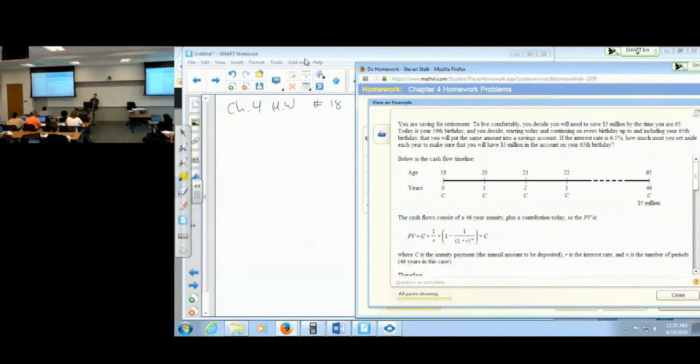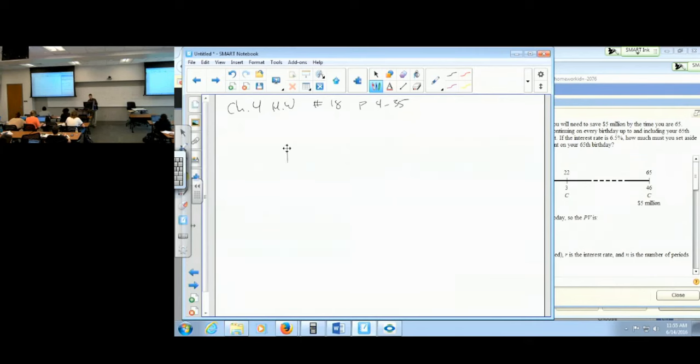Alright, so our 19th birthday, we're going to start saving today. We're going to save up to our 65th birthday. I'm going to leave a little space to the left of my 19th. I'm going to back my timeline up one period in just a second. We're going to go out to 65, and that would be 46 total payments. I want to make some payment C into my account, and I want to end up with $5 million.